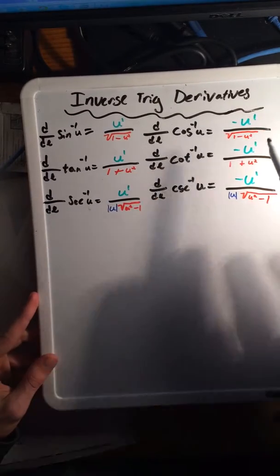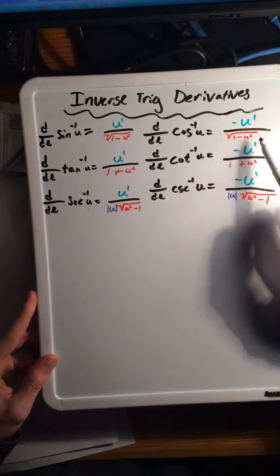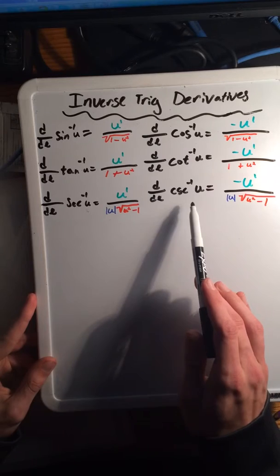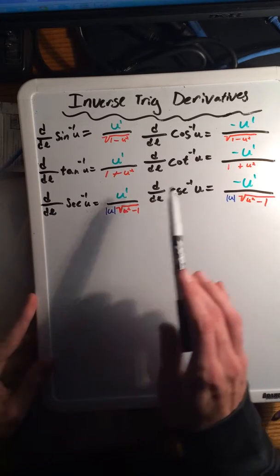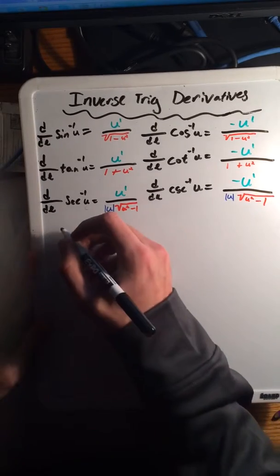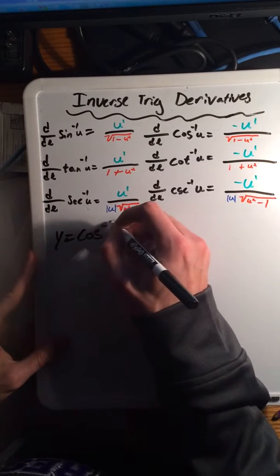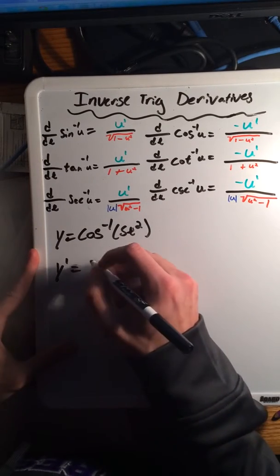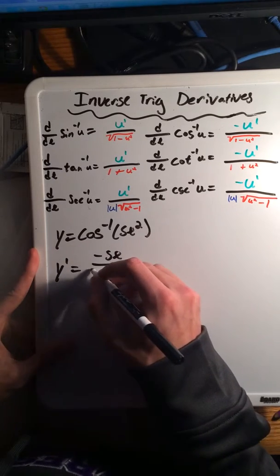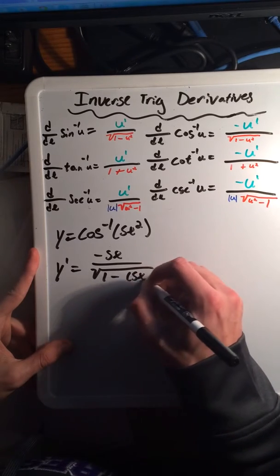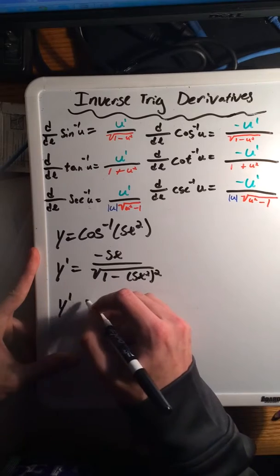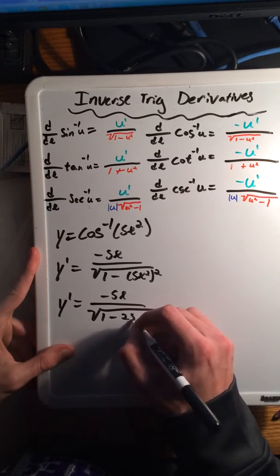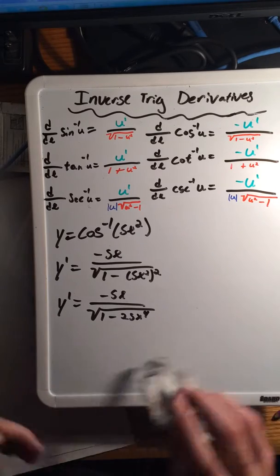For arccosine, you use the formula -u prime over the square root of 1 minus u squared. Well, that's the same formula as arcsine, except you add a negative to the front. And it's the same thing for arccotangent and arccosecant as arctangent and arcsecant. You just add the negative to the front of it. So for arccosine, y equals arccosine of 5x squared. Now, to find the derivative, y prime equals -5x over the square root of 1 minus 5x squared squared. So now this becomes y prime equals negative 5x over the square root of 1 minus 25x to the fourth. Now I'm going to show you arccotangent.